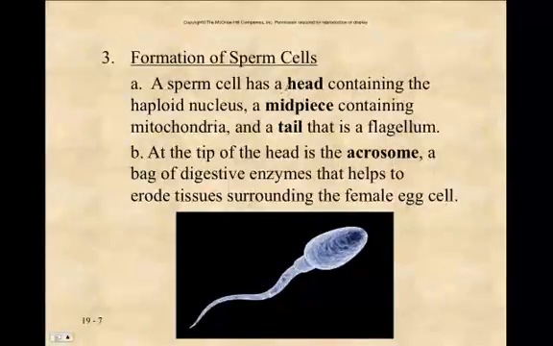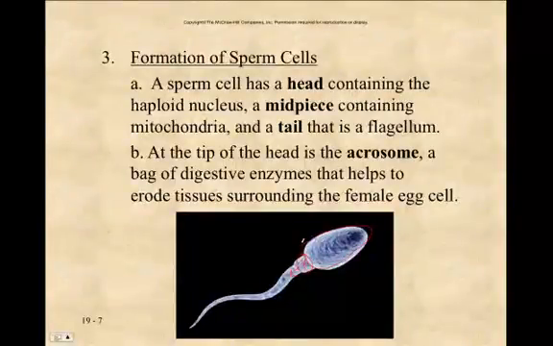So again, the sperm cell has the head and then the mid piece. Here's the head, mid piece is here, okay? And the mid piece contains lots of mitochondria that are going to be making the ATP to power, you guessed it, the flagella, which is obviously the tail here.